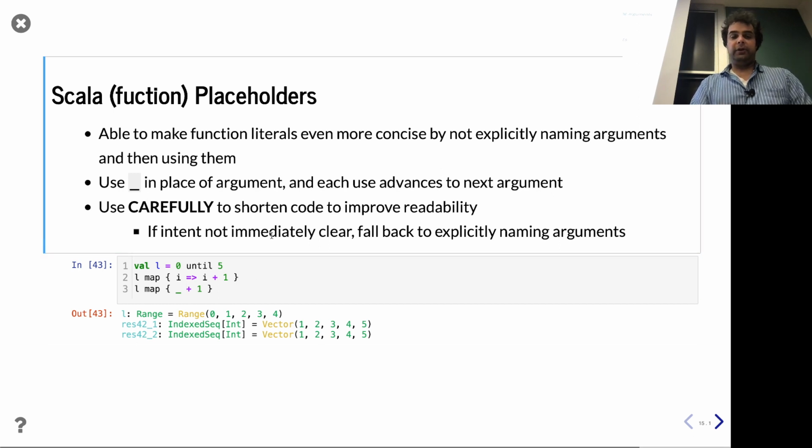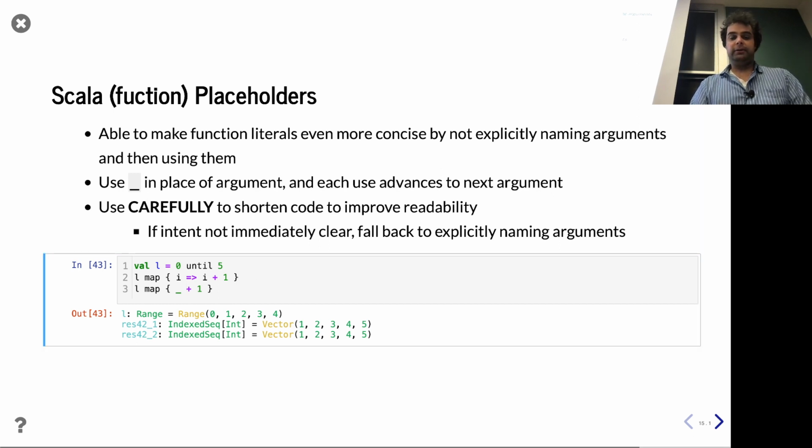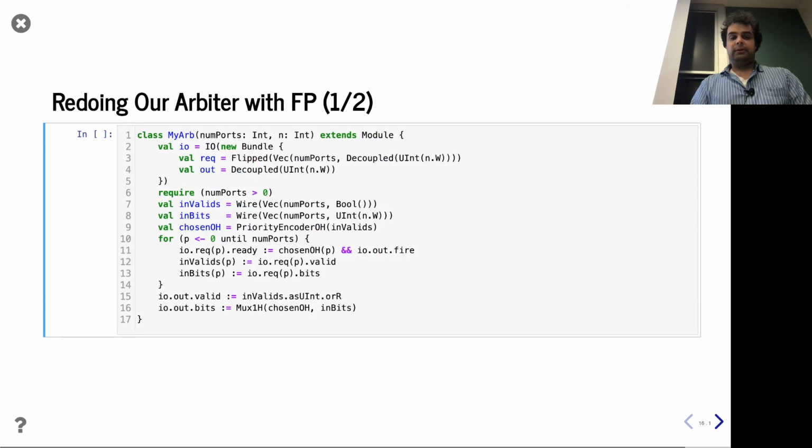Okay, so now that we have all this cool handy stuff put together, we're going to go back to our arbiter from last week. Remember we did the arbiter in multiple passes, and this was our second draft. We had multiple for loops, it got down to fewer for loops, and we were already reusing components. We're already reusing Chisel's priority encoder, and we're already using mux one hot.